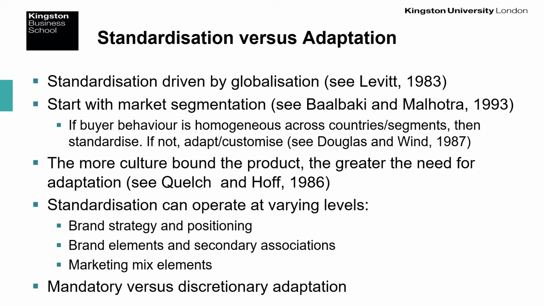Now, it is important to remember that standardization can operate at varying levels with a brand. We can have a standardized brand strategy and positioning, but then adaptations elsewhere. We can have a standardized brand strategy and positioning, largely standardized brand elements such as brand name, logo, brand colors, slogan, and also largely standardized secondary associations that we leverage by linking the brand to a global celebrity or to its country of origin. But then we can modify the pricing or the distribution channels on a country by country basis. Or we can standardize everything.